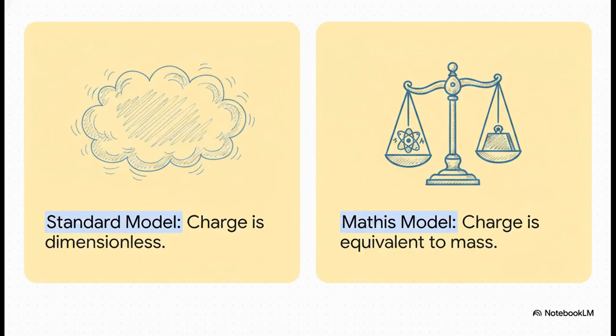But then on the right, take a look at the Mathis model. The source actually performs a strict dimensional analysis on older physics systems, specifically the stat coulomb from the old CGS system. And through this math, he demonstrates that charge actually resolves mathematically to the exact same dimensions as mass. Let that sink in. So by bypassing all those abstract constants entirely, the source concludes that charge is mathematically, and therefore mechanically, perfectly equivalent to mass. It's not just some abstract ghost-like quality, it actually has real physical substance.